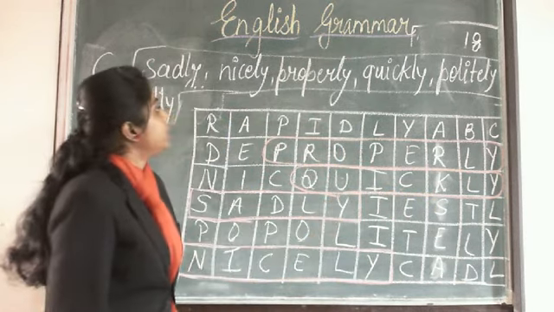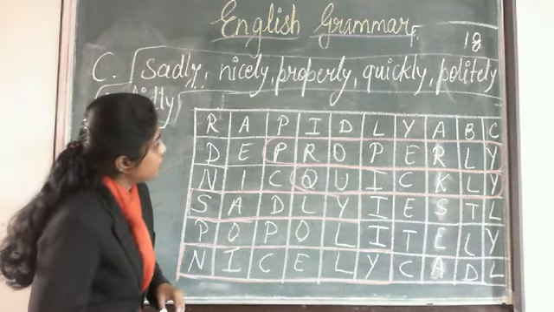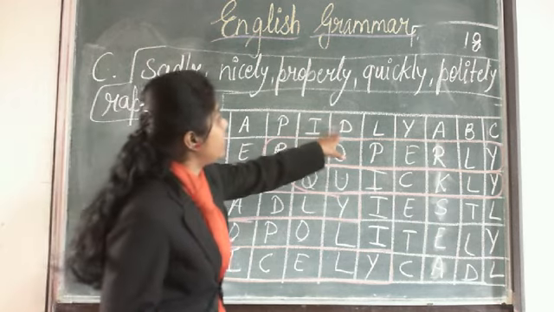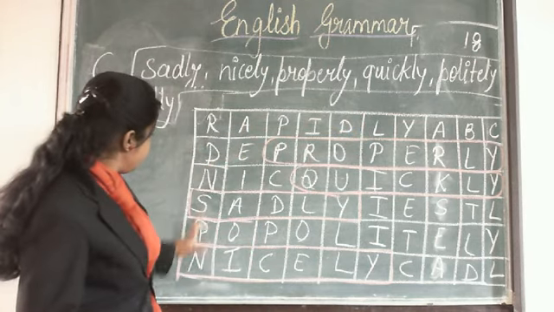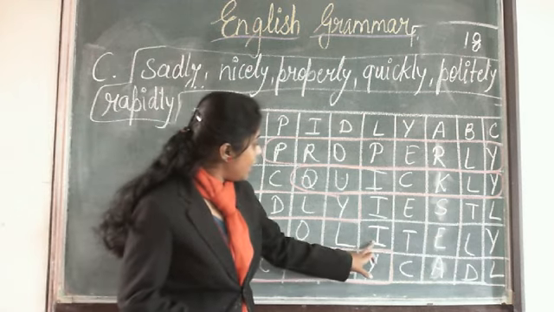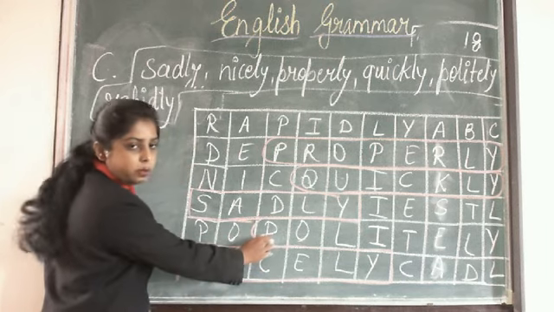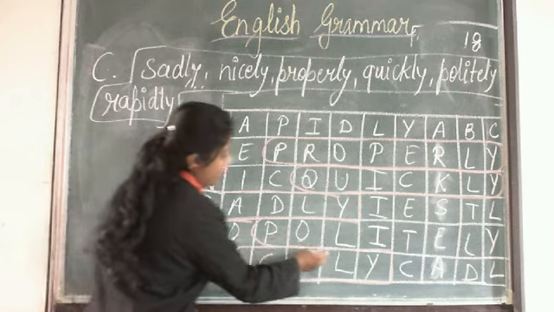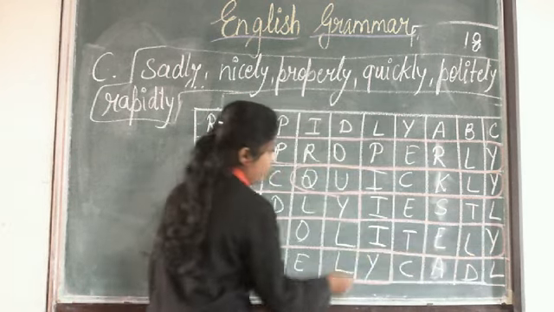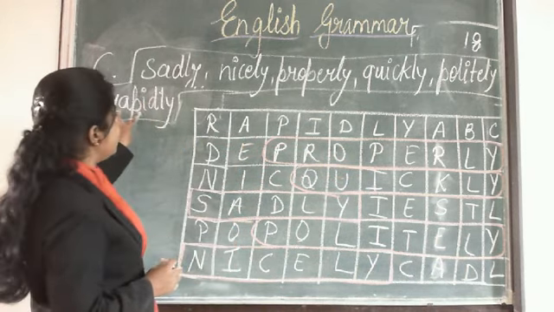Then the next one is politely. For that, P should be there. P, here it is not. P-O no. Then P-O. Okay, no. P-O-L-I-T-E-L-Y. Alright. We got another one. It begins with this P. Okay. So P-O-L-I-T-E-L-Y. Politely. Alright. Then next, the last one is rapidly.